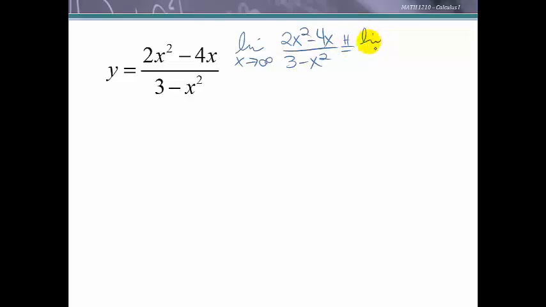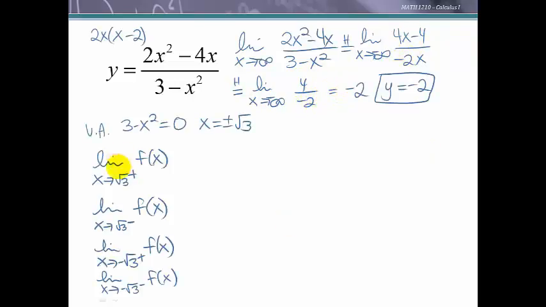So we have the limit as x approaches infinity. The derivative of the numerator is 4x minus 4, over the derivative of the denominator, which is negative 2x. Now if we let x go to infinity, we still have an indeterminate infinity over infinity. So we could apply L'Hopital's rule one more time. The limit as x approaches infinity, the derivative of the numerator is 4, the derivative of the denominator is negative 2. So to evaluate these limits, I'm going to be approaching from one side or the other.